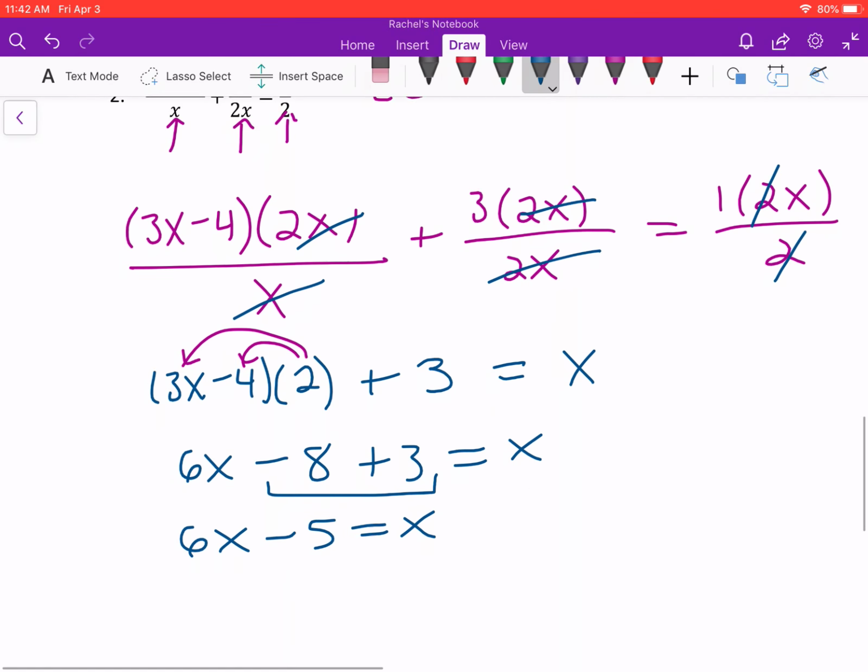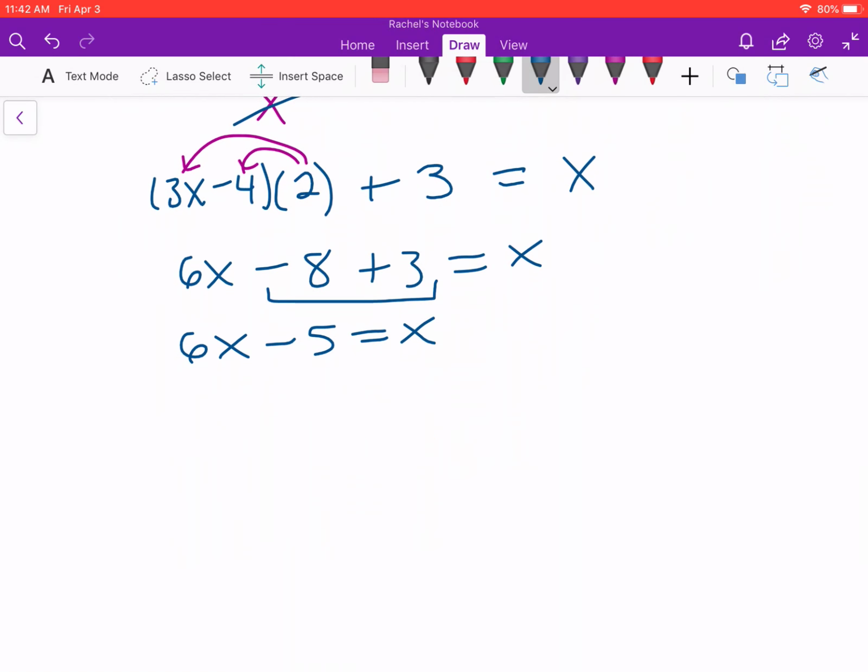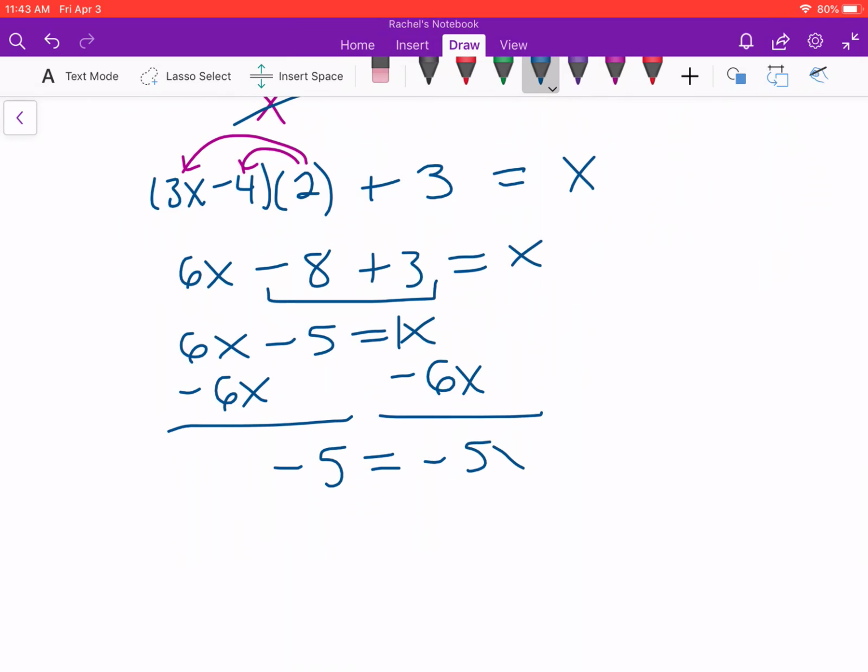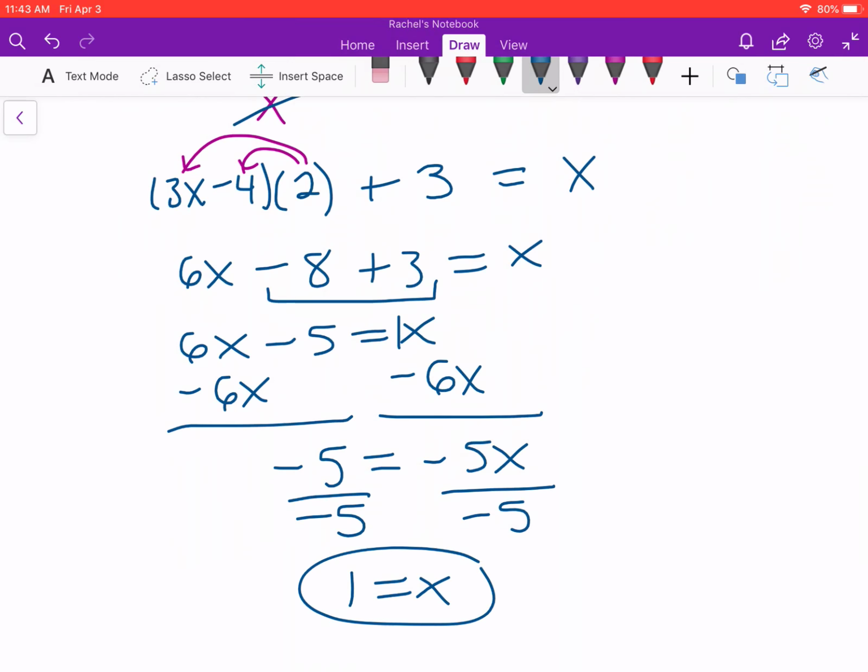And now that I combined those two, I'm going to move that 6x over to get it with the other x. So subtract 6x on each side, and I'm left with negative 5 equals, over on the right side here, I have 1x minus 6x, which is a negative 5x. And now I just need to solve for x, so I need to divide by that negative 5, which will give me 1 equals x. So this says that 1 should be my answer.